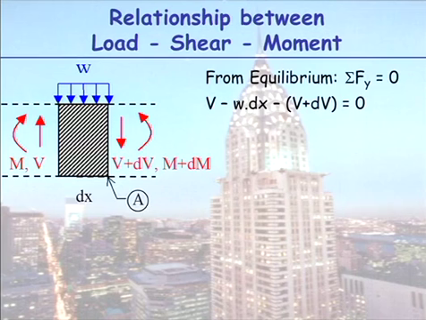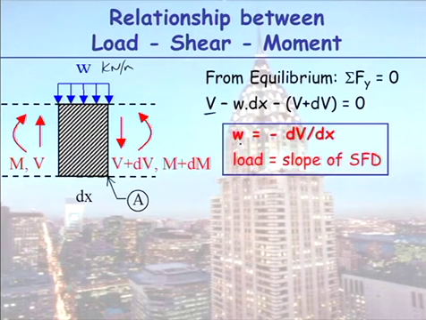From equilibrium, looking at all the forces in the y direction, we have V up on the left side. We have V plus dV down on the right side. Our load here, in kilonewtons per metre, is W. So W times the distance dx is the load down. And from that, we get a value for W as related to slope. What that is telling us is the load is equal to the slope of the shear force diagram.